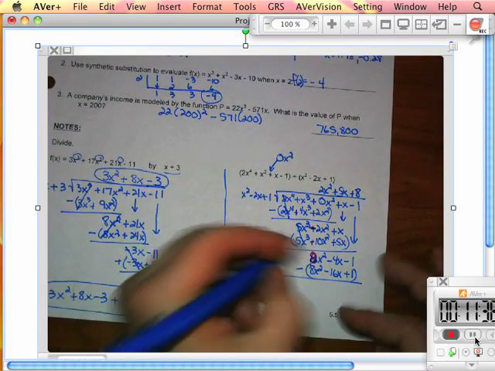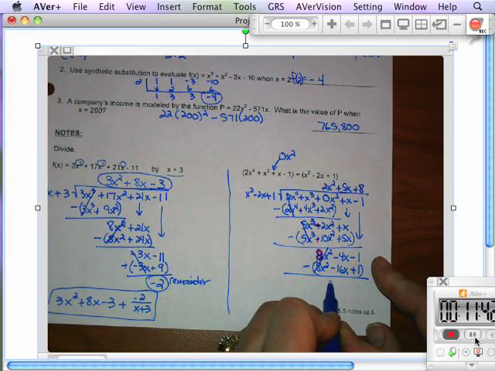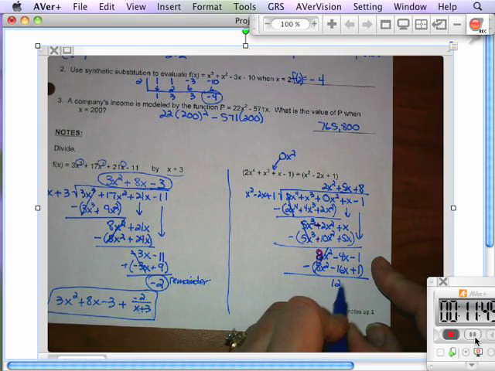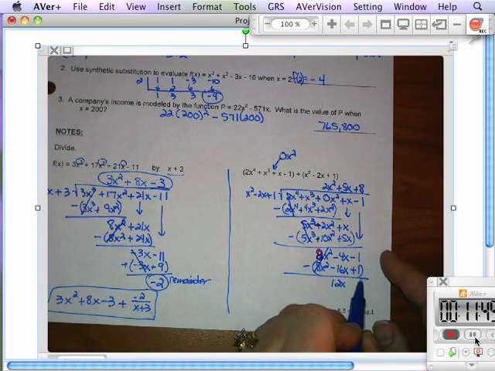That goes away. Negative 4x minus a negative 16x becomes 12x. And then negative 1 minus, oh, this is 8.